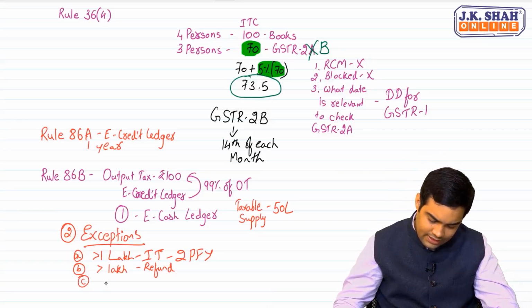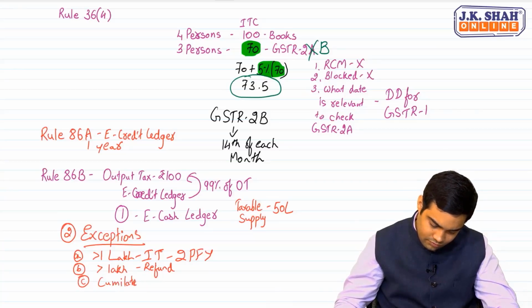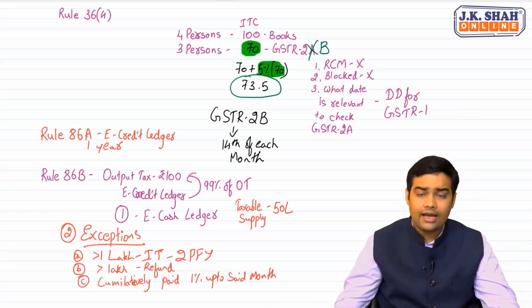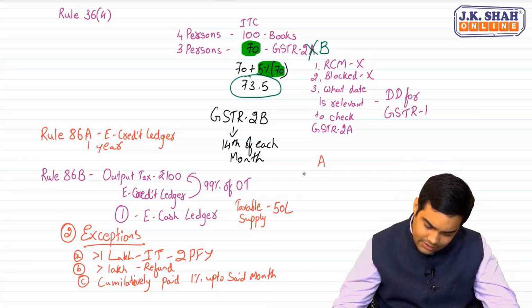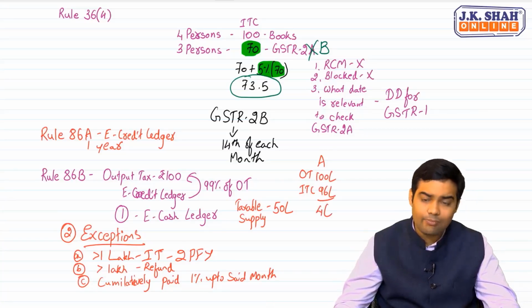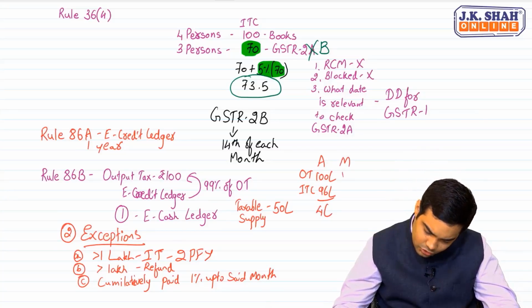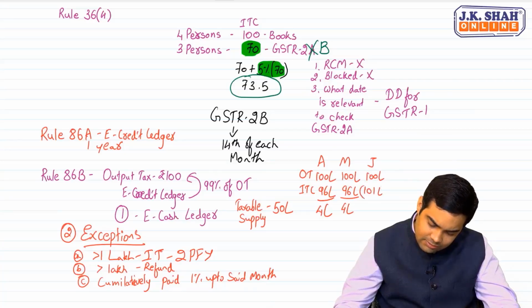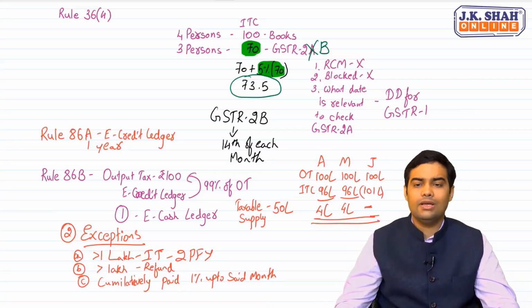Then third one is a person who has cumulatively paid 1% up to the said month. See, this is very important, can be asked as part of a case study. See, April month my output tax was 100 lakh. ITC was 96 lakh. That means 4 lakh I have paid through the e-cash ledger. May month also output was 100, ITC 96 lakh, 4 lakh I paid through e-cash. June month I had more of purchases. Just because I had more of purchases in 1 month, should I be responsible to pay 1% through the e-cash ledger?